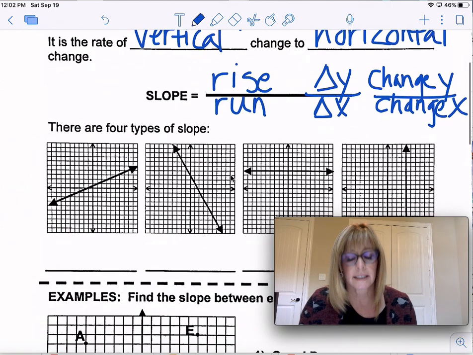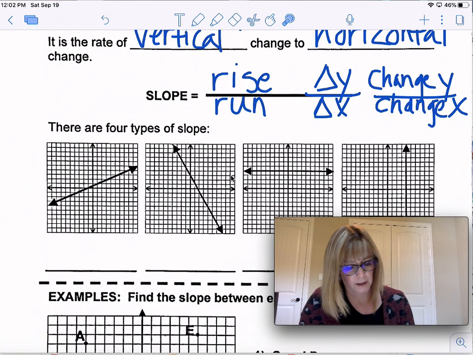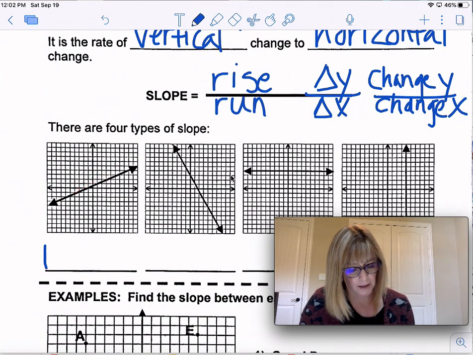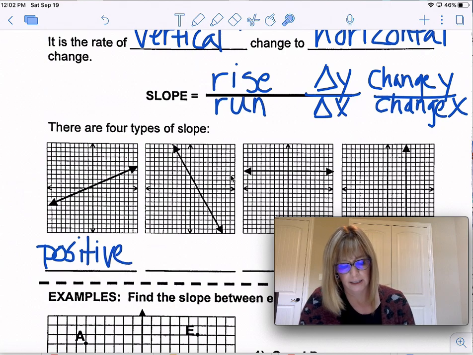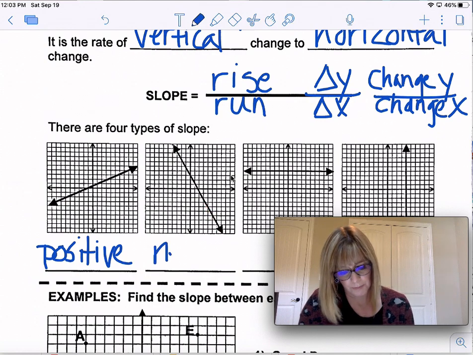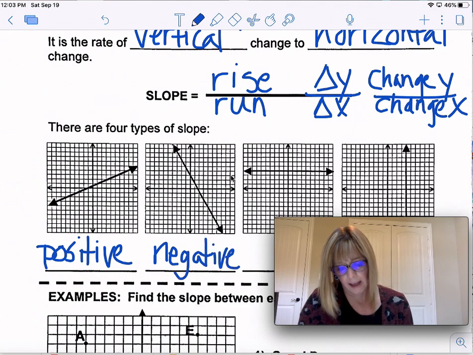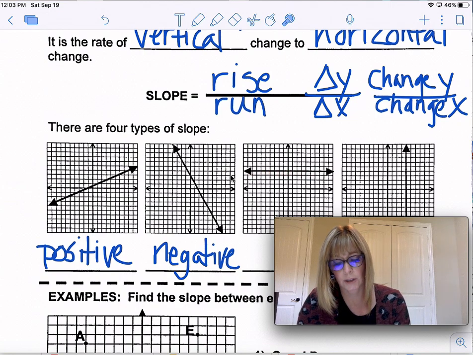So there are 4 types of slope we want to be able to identify. First of all, a line that is increasing from left to right, going upwards, is a positive slope. A line that is decreasing from left to right, going downhill, is a negative slope. A line that is just horizontal or flat has a slope of 0. It's called a 0 slope, or just 0.